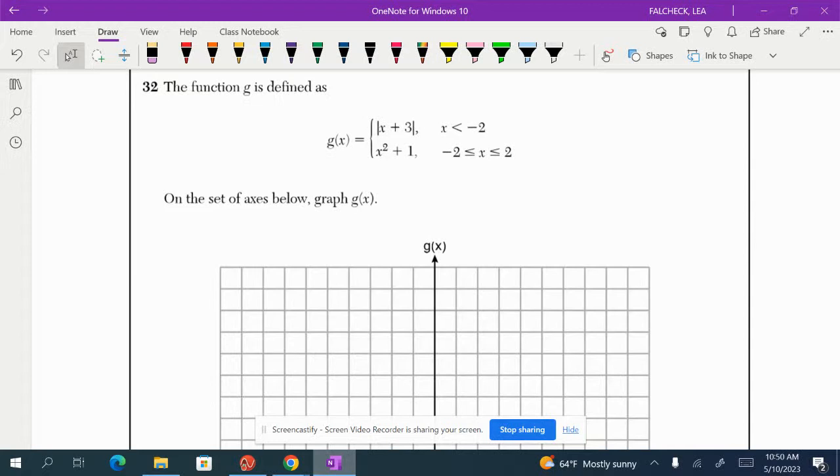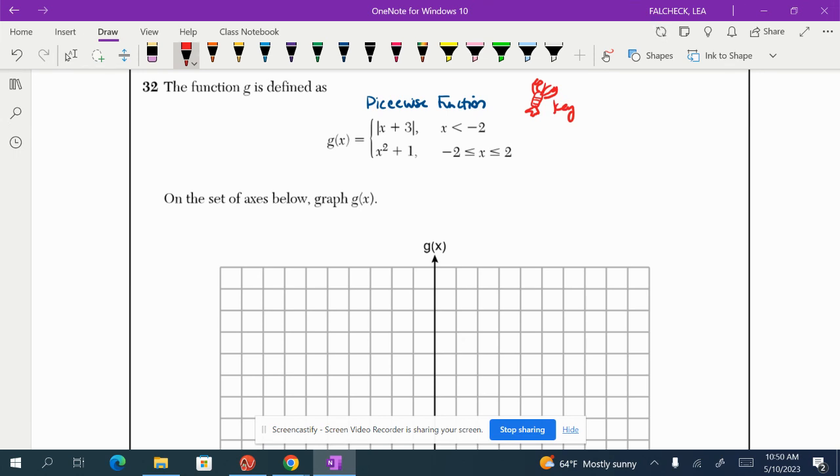Question number 32. The function g is defined as g of x equals, I see two pieces that make up my graph. That means that this is going to be a piecewise function. So when I graph this, I'm going to have to go into the lobster key. Wow, best of luck to me drawing a lobster. Here we go. Okay, we're going to have to go into the lobster key to graph our piecewise function.